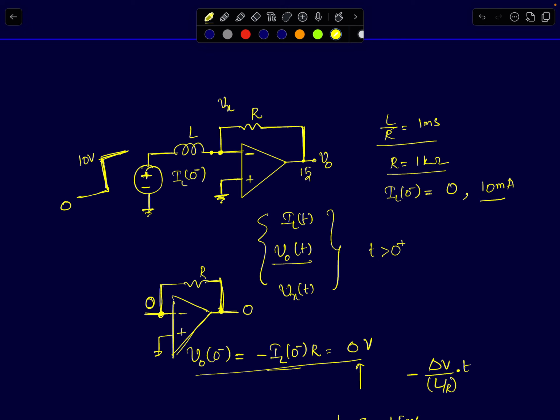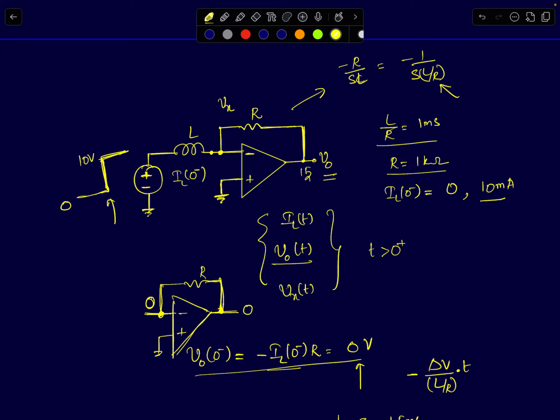In an RL circuit, the transfer function of this integrator is simply given by minus R by SL, which can be written as minus 1 by S times L by R. This term L by R is the time constant of this integrator, and we are supposed to find out the output voltage of this circuit, V naught, after the switching event takes place.